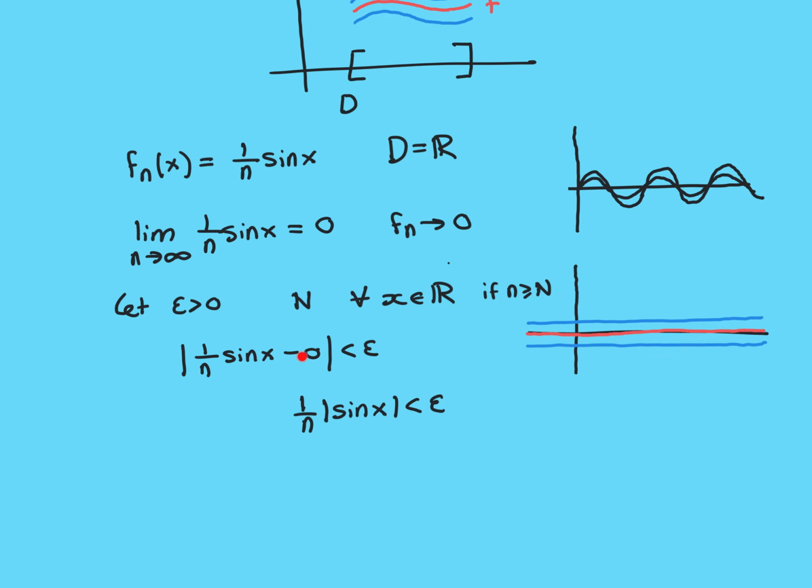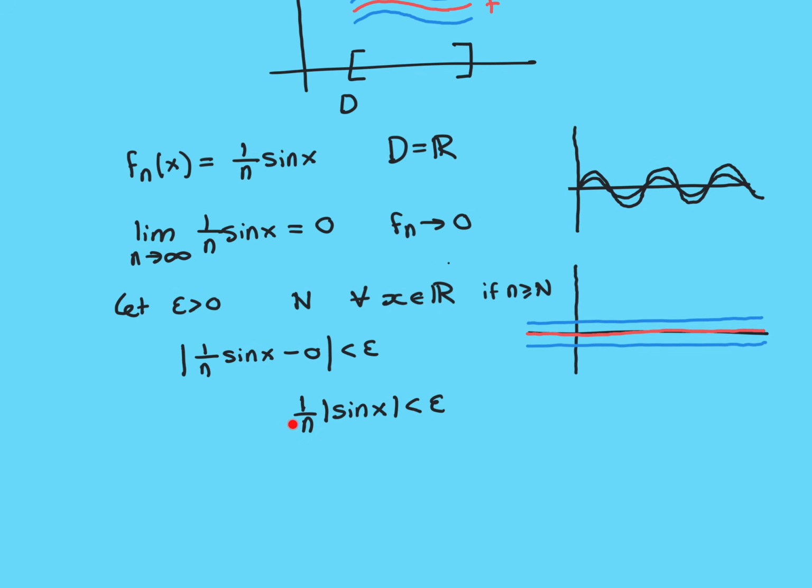Simplifying that, I can get rid of the minus 0, and then I've just got mod of 1 over n sine of x needs to be less than epsilon, and I can split that into mod of 1 over n times the mod of sine of x. Now, 1 over n is a positive number because n is a positive natural number, so we can get rid of the absolute value signs around that. We can't get rid of the absolute value signs around sine of x because for some x values, sine of x will be a negative number, so they need to stay there.